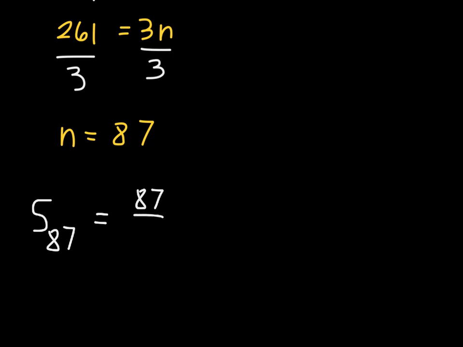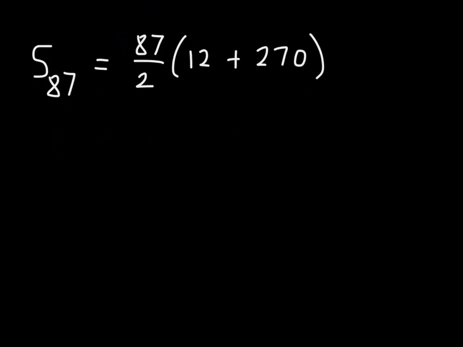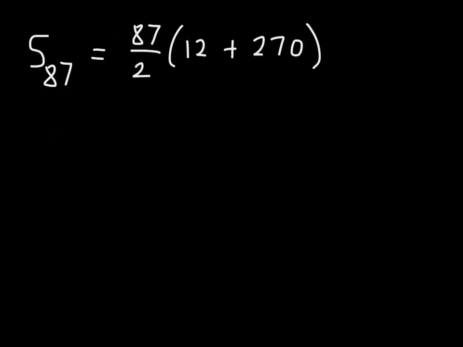Here's the formula: n over 2 times a sub 1, which they gave us to be 12, plus the last term, the 87th term, which is 270. All right, let me move this up a little bit here. So this is equal to 87 halves. You can change that to a decimal if you like, times 270.